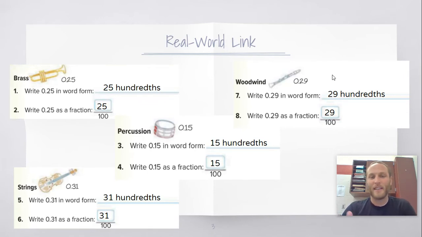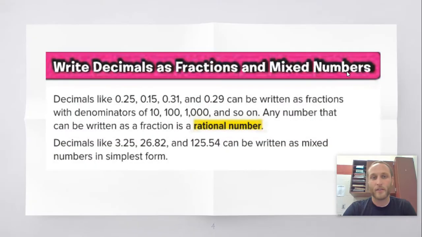So then if you're looking at these fractions and these decimals, if there's a way that you can break them down into simplest form, we're always going to want to do that, which we're going to practice here in just a second. So here it says rewrite decimals and fractions. We can write decimals as fractions and mixed numbers. So if you think about decimals like 0.25, 0.15, 0.31, 0.29, the ones that we just did in the last slide, we can take those decimals and make them fractions, which we just did. Typically, we want those denominators to be 10, 100, and 1,000 because that's going to make sense with place value.